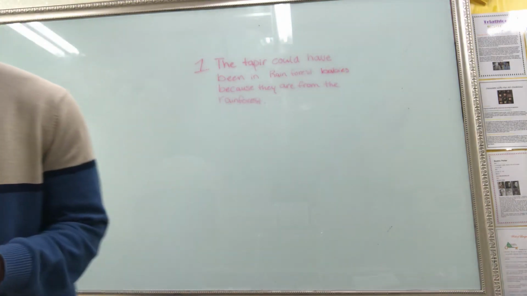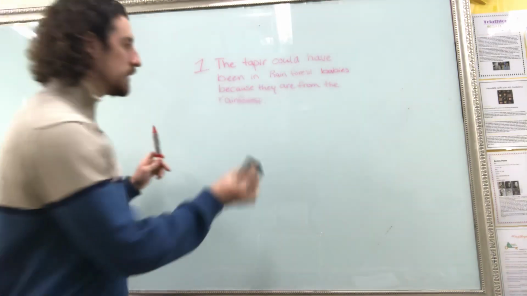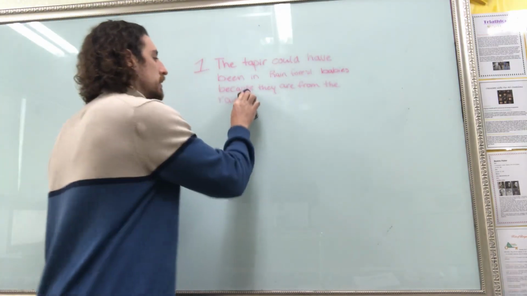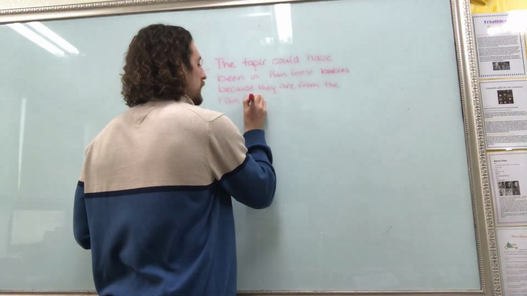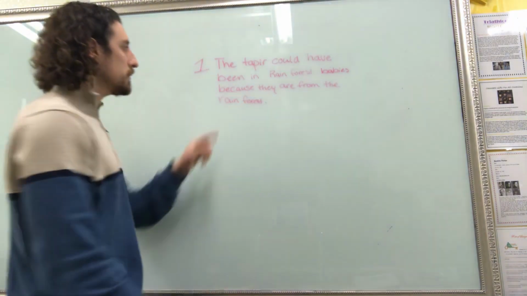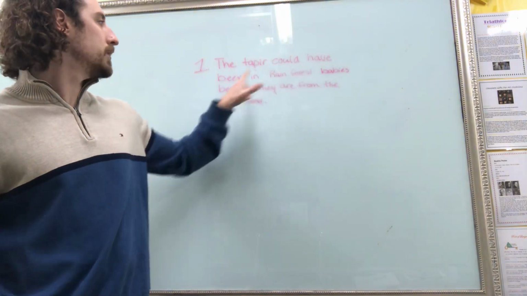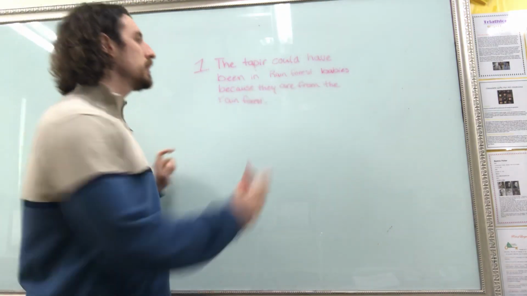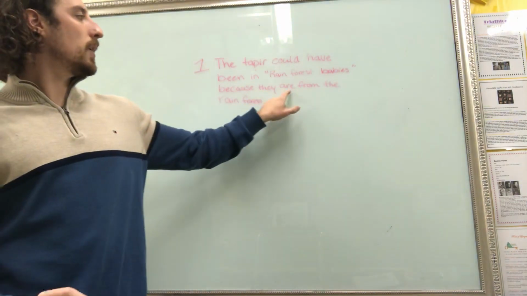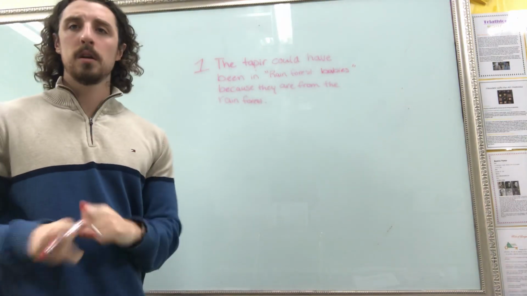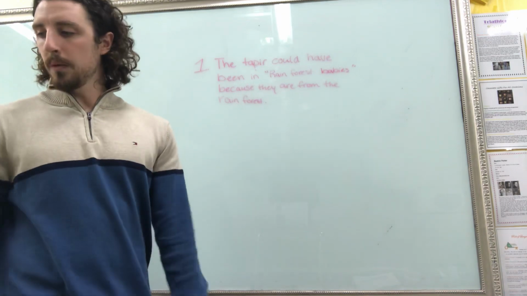Actually, I think rainforest is 2 words. Yes, it is. So rainforest is 2 words. The tapir could have been in Rainforest Babies. We'll put quotes because it's the title. Rainforest Babies because they are from the rainforest. Okay? So that's what you write for number 1.